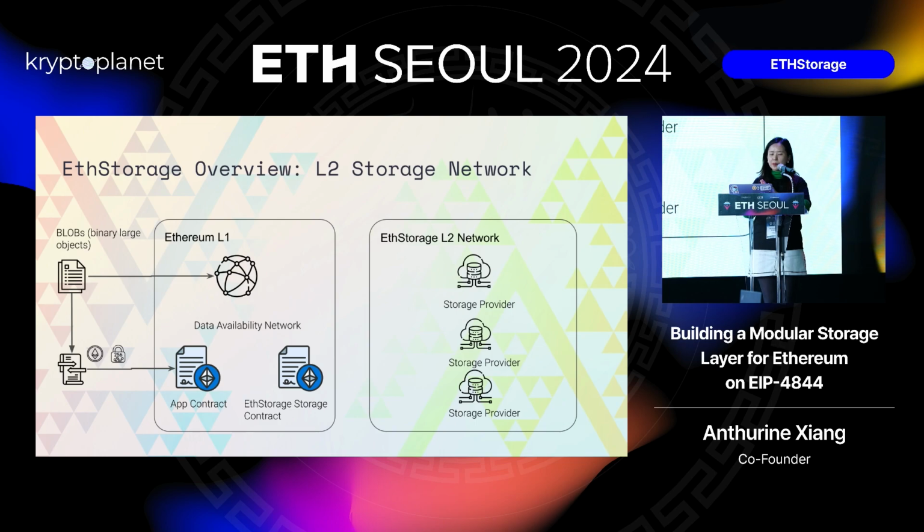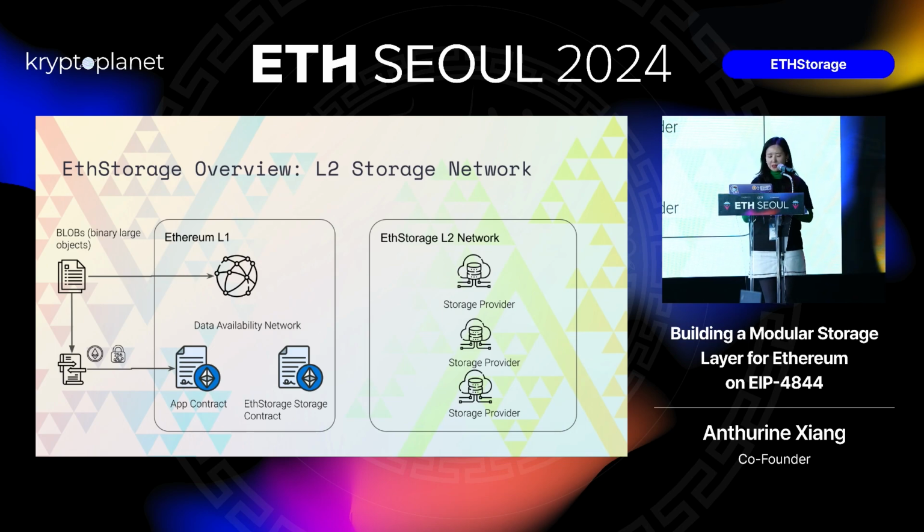It's very simple in terms of how it works. There are two components. The first one is a smart contract, the ETHStorage storage contract on top of L1. And the second part is the decentralized L2, where a lot of storage providers can join the network.